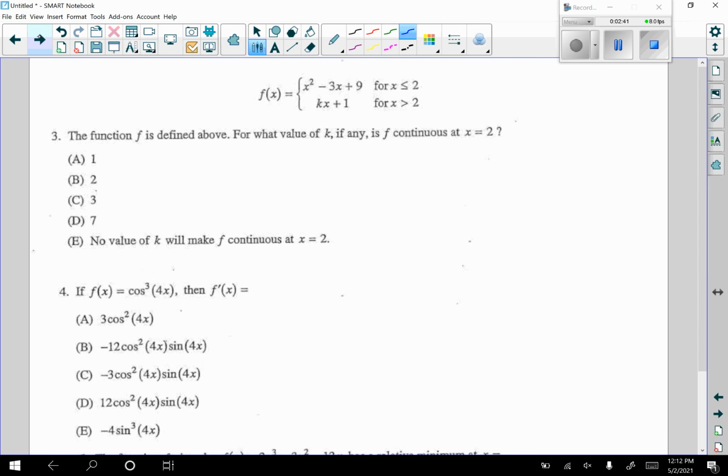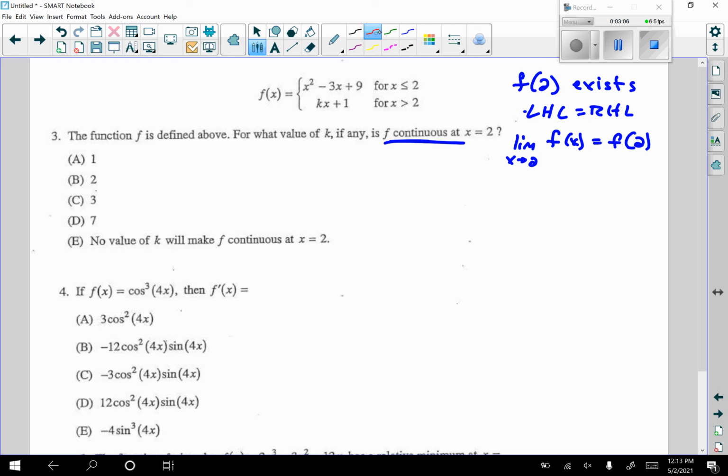Okay, looking at number 3, we're given a piecewise function above. For what value of k, if any, is f continuous? So when a function is continuous, that means f of 2 exists. The left-hand limit is equal to the right-hand limit at x equals 2. And the limit as x approaches 2 of our function is equal to f of 2.